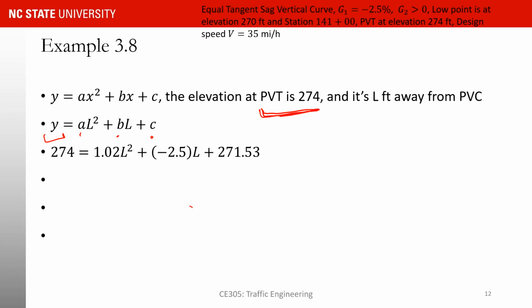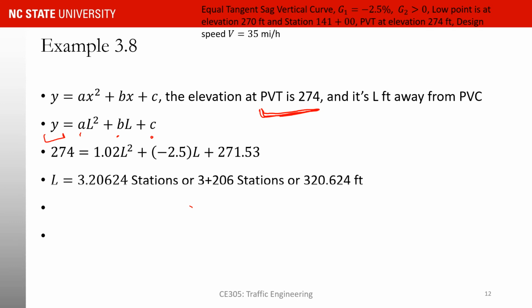So that's what I'm doing here. So 274 is equal to 1.02 L squared plus negative 2.5 L plus 271.53. So what you need to do is to solve this quadratic equation. It's going to give you two solutions. One is going to be not right and negative. The other one is the one that you see here, 3.2. And you see that because we have put everything in stations, or in feet per station, for the slope, the value of L is in stations. So it's 3 plus 2, or 6 stations, or 320 feet.